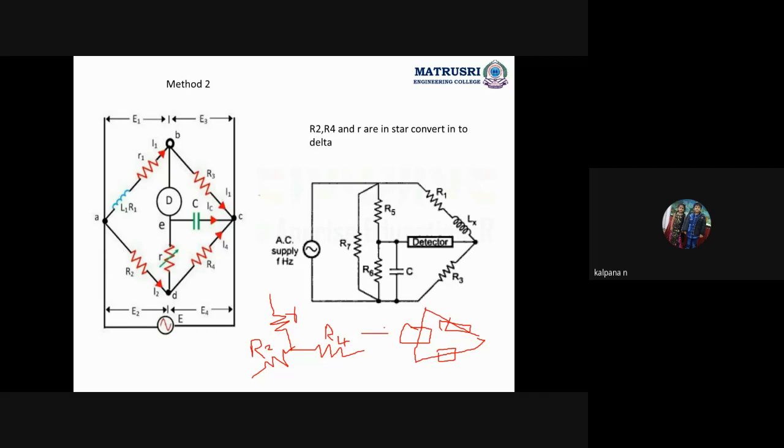Okay, star to delta. Now in order to find this branch resistance, what do we need to do? R2 R plus R2 R4 plus R4 R by R4. That is the equation. When we are converting star to delta, what is the delta resistance equal to?